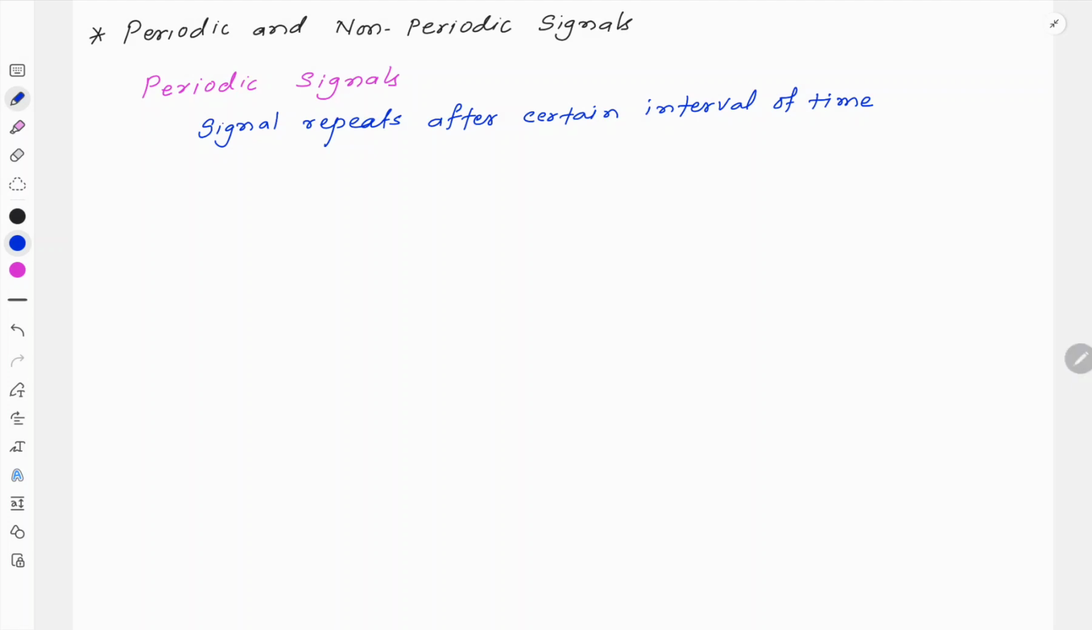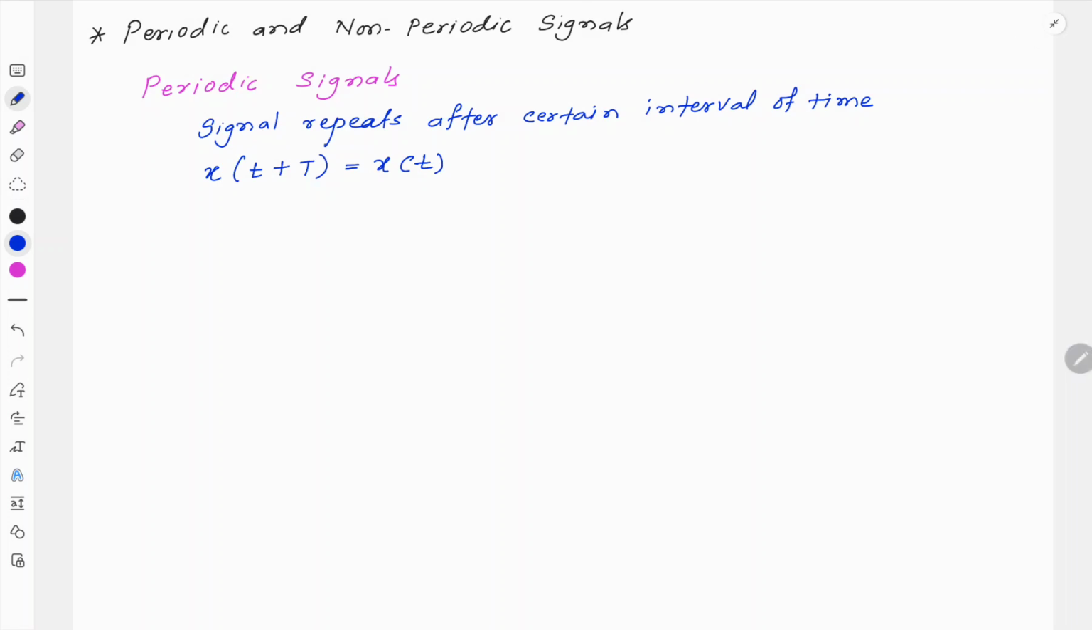Therefore, a signal is said to be periodic if it repeats after a certain interval of time, and in equation form it can be represented as: if x is our signal and this signal is repeating after the interval capital T, then x of t plus capital T will be equal to x of t. So this is how we can represent periodic signals.